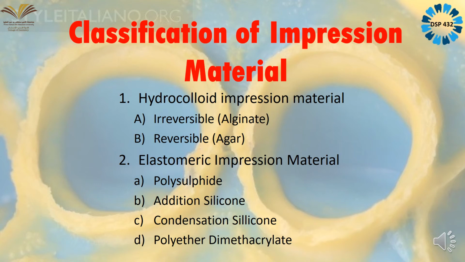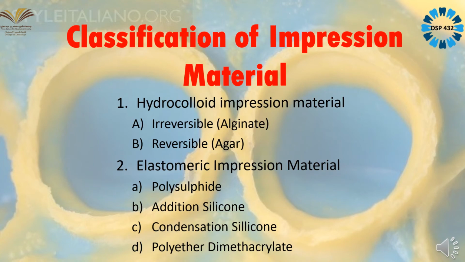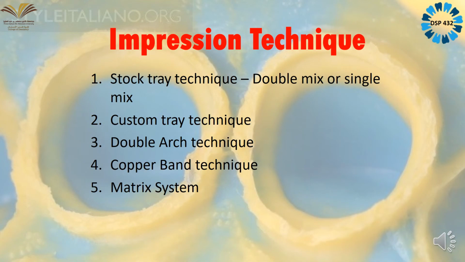So what are the methods that we are going to look at? So the impression material classification is clear, right? We have hydrocolloids, which are subclassified as reversible and irreversible. Commonly used is irreversible, that is your alginate. Then we have elastomers, which are again subdivided into 4 varieties: polyether, polysulfide, addition silicone, and condensation silicone, for making the final impression. Now we are only concentrating on the final impression for fixed partial denture cases.